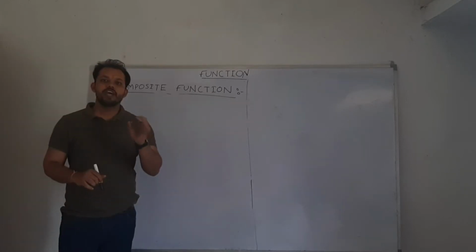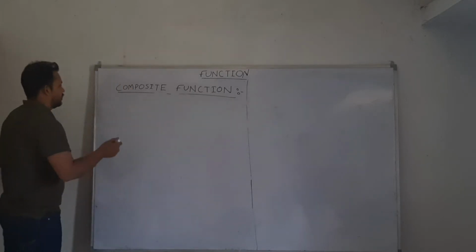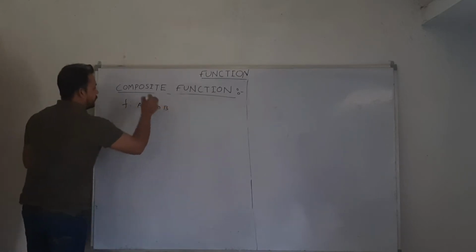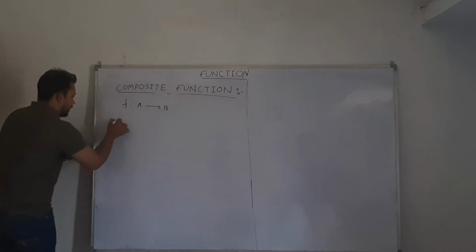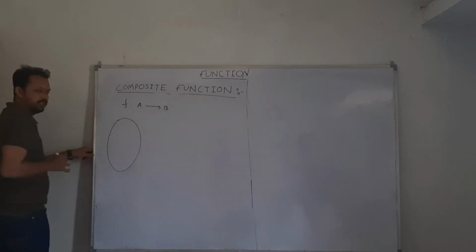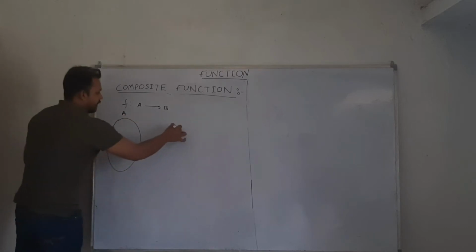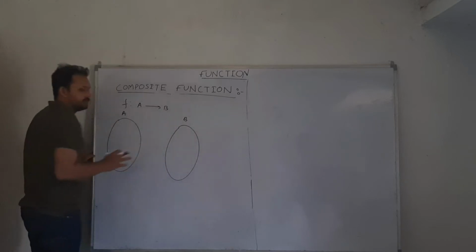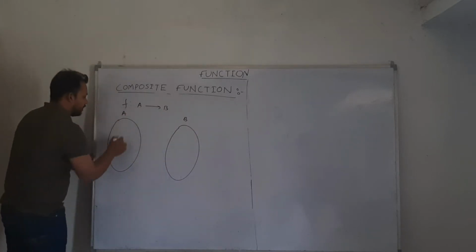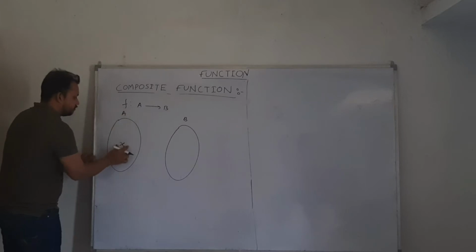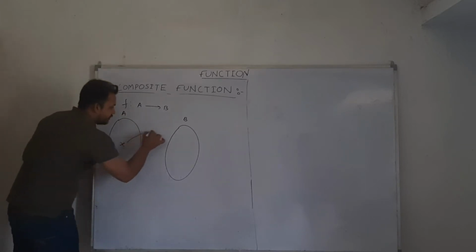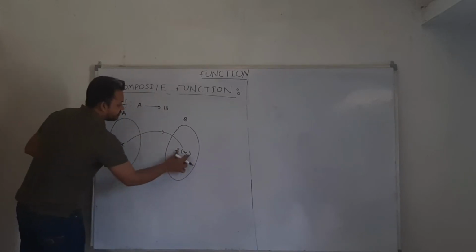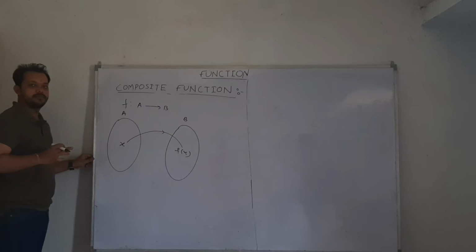How? Suppose we have two functions. The first function is f: A to B. That means function f has this domain, set A, and its codomain is set B. So when we put element x from the domain, we will get the value f(x). So f(x) belongs to B.